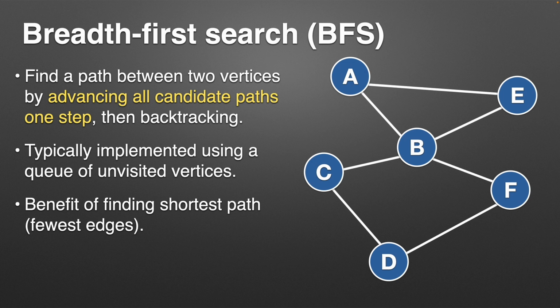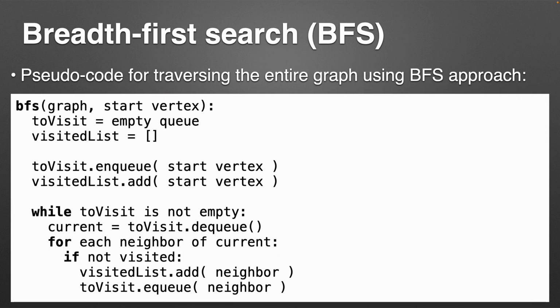And one of the benefits here, the main benefit, is that this will give you the shortest path in the number of edges that we have. So remember though, if these edges are weighted, if they have values associated with them, it may not be the shortest value path. This is just in the number of edges themselves between these vertices.